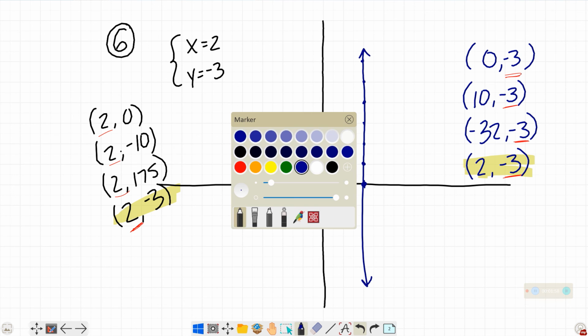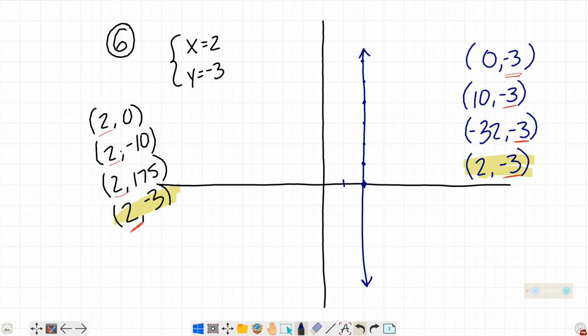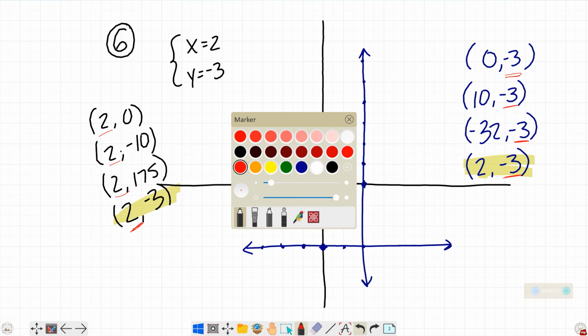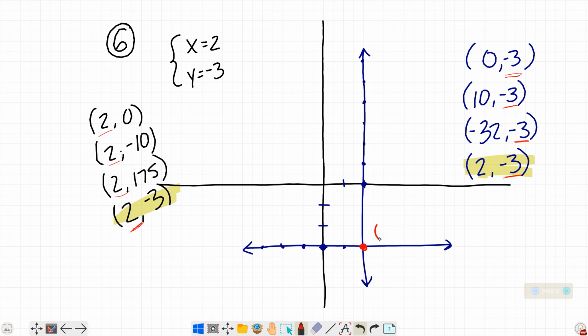And y equals -3. Doesn't matter what the x values are, as long as you have -3, is going to be a horizontal line. So right here, they cross at 2, -3. You don't have to graph it, you're asked not to, but as a way to check, you can graph it, and you will see that 2, -3 is the point where they cross.